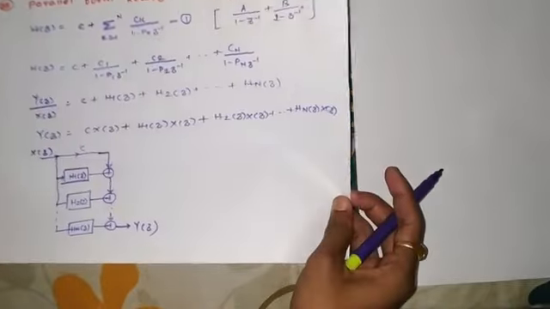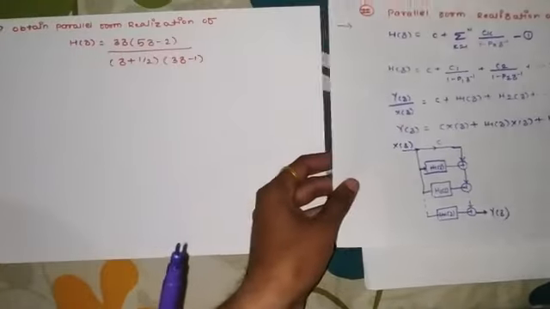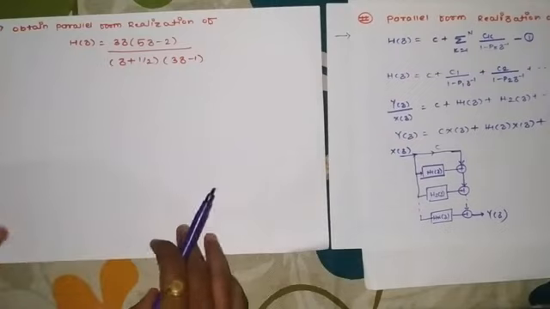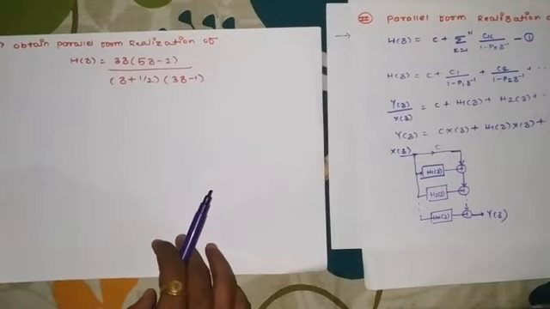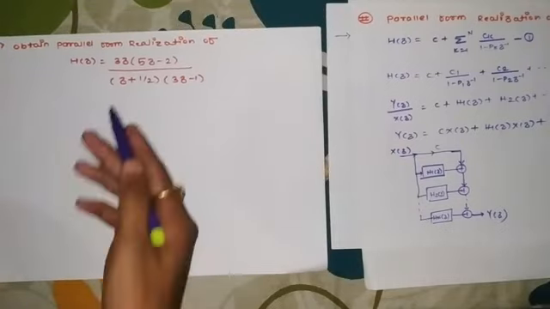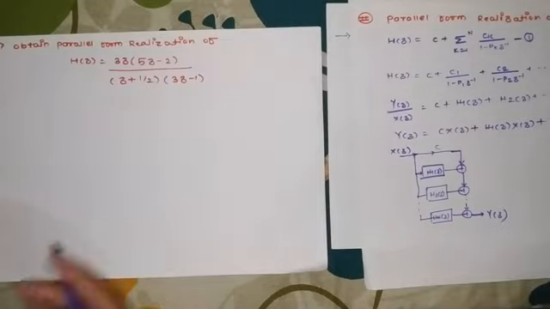Now let us see one example on this. Let's assume that this is my example. You can see: obtain the parallel form realization of the given system transfer function. H(z) is given in this form.